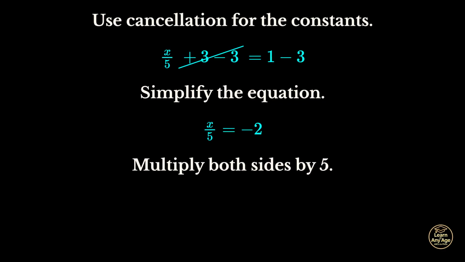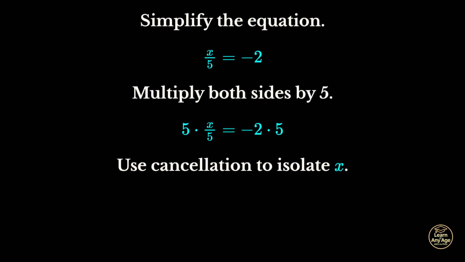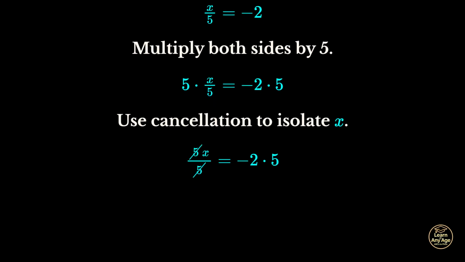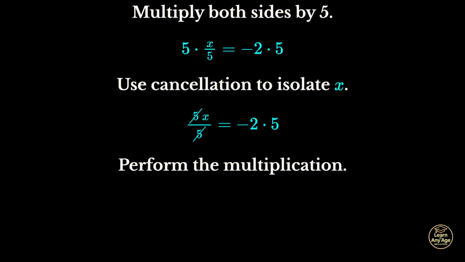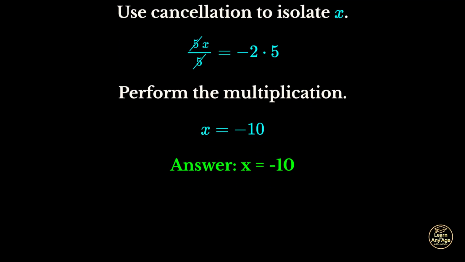Multiply both sides by 5. 5 times x over 5 equals minus 2 times 5. Use cancellation to isolate x. 5 cancelled out, x over 5 cancelled out equals minus 2 times 5. Perform the multiplication. X equals minus 10. Answer, x equals minus 10.